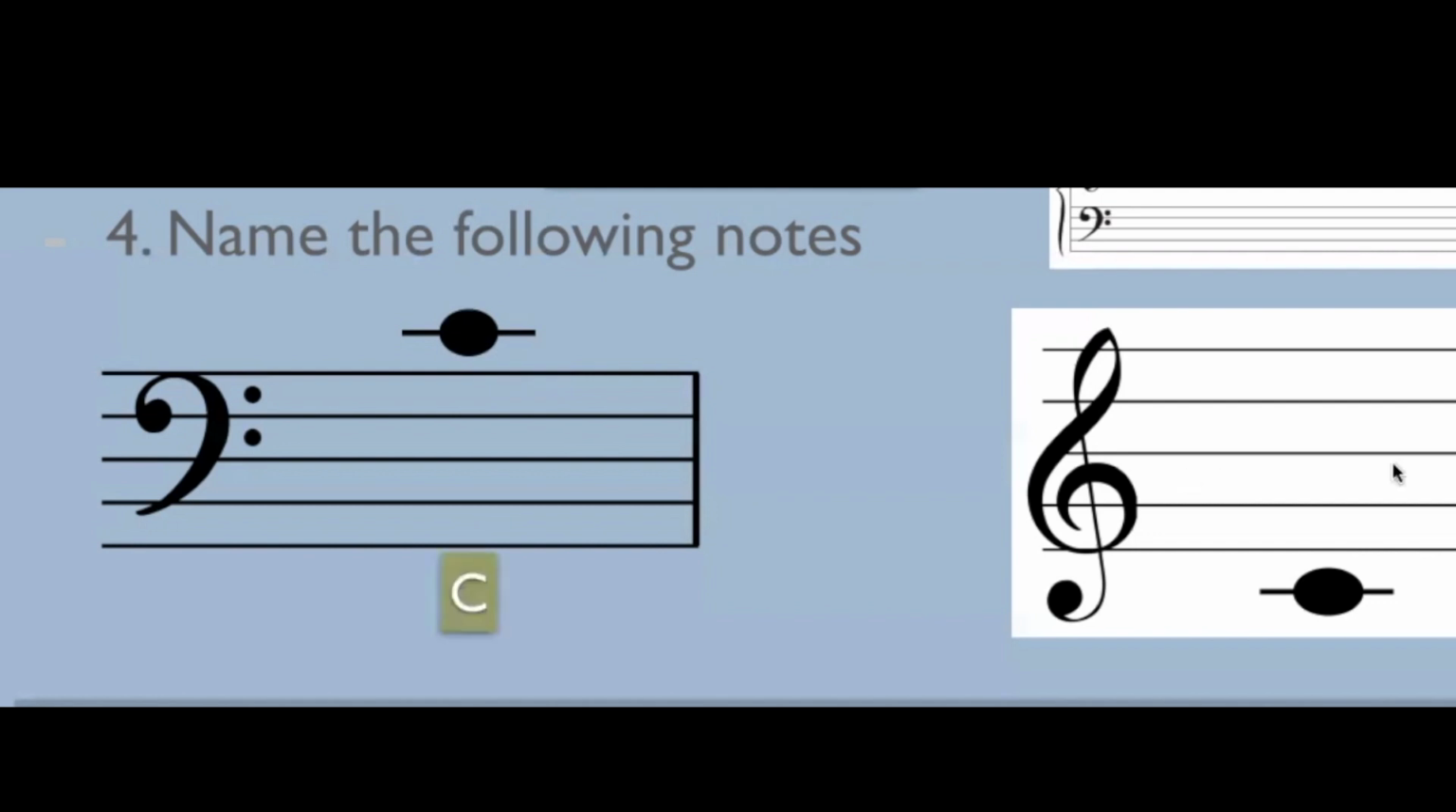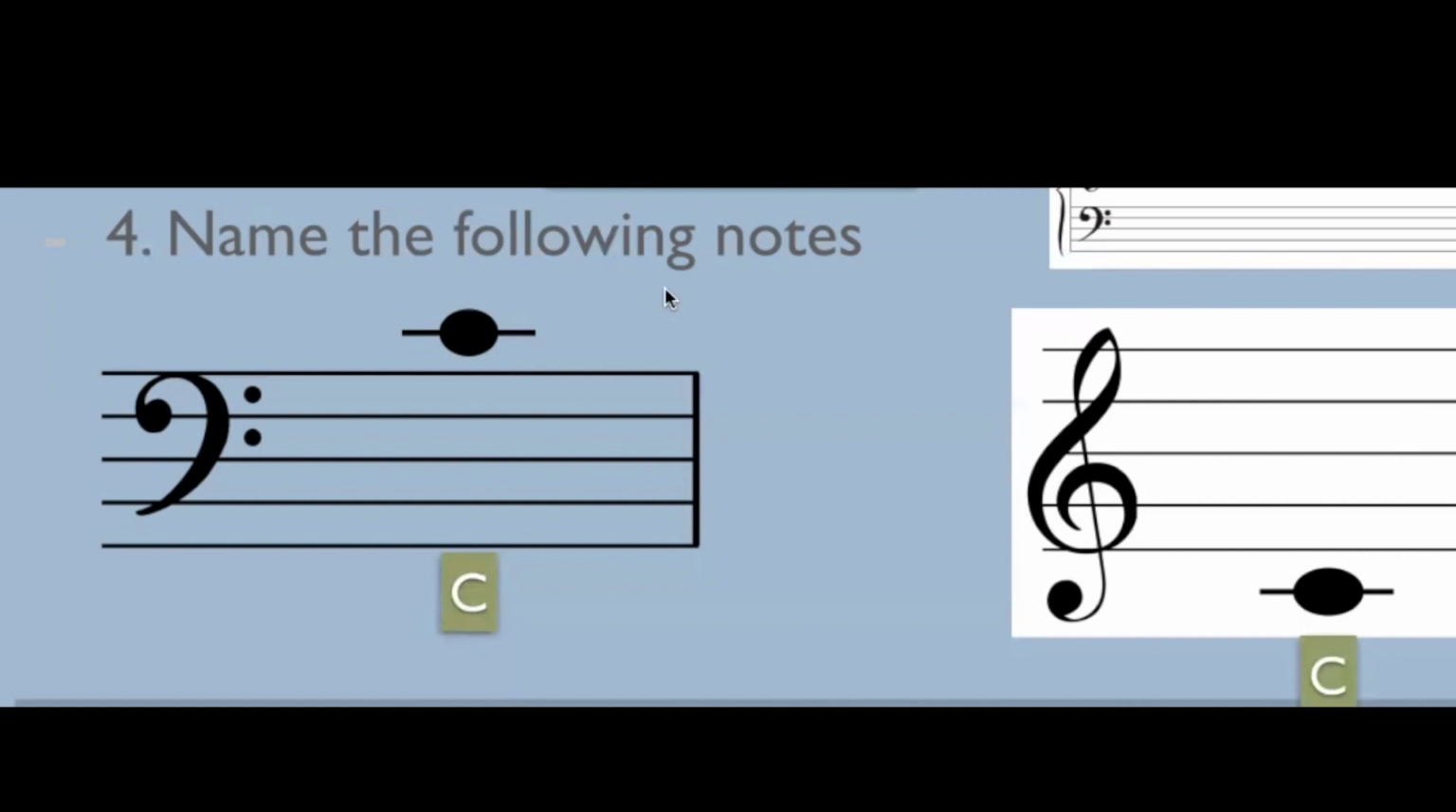Exactly the same thing again for the treble clef. So every good boy deserves fudge. We know the bottom line is an E, so we count backwards, or at least we move backwards in steps. So it's D and C.